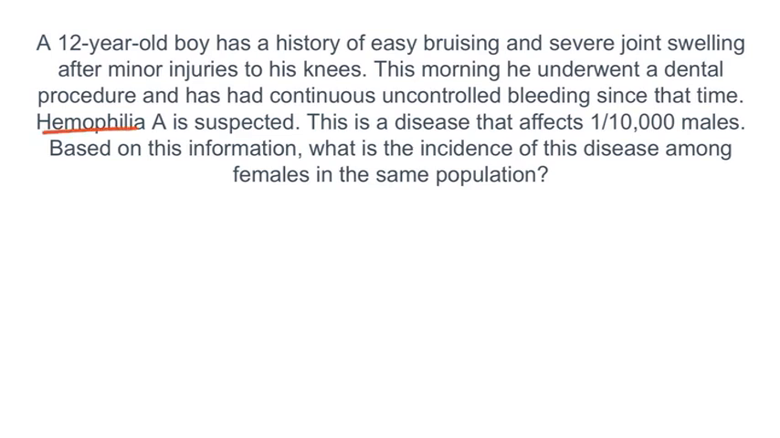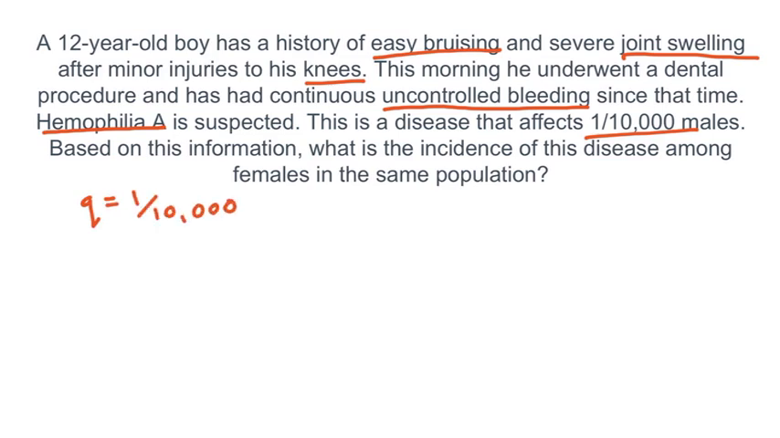Okay, so this boy has hemophilia A. This is an X-linked recessive disorder that results in easy bruising, uncontrolled bleeding after trauma or surgery, and bleeding into the joints, which can sometimes present as joint swelling in the knees. From the question stem, we learn that the incidence of this disease in males is 1 in 10,000. Because this is an X-linked recessive disease and males only have one X chromosome, we can conclude that Q equals 1 over 10,000. So remember, in the equation P plus Q equals 1, that Q represents the frequency of males with the disease. Because the allele frequency is the same in males and females, we can conclude that Q is also 1 over 10,000 for females.